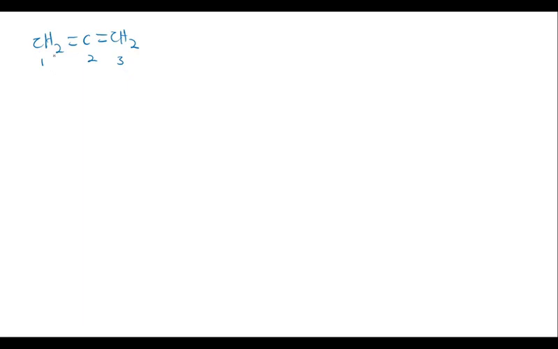So the first double bond is on carbon 1, then the second double bond is on carbon 2. So we have 1,2, and this is 3 carbons, so this is propane. We write propane, and because the double bonds are 2, we use the word diene. So the name of this compound is 1,2 propane diene. This is D.